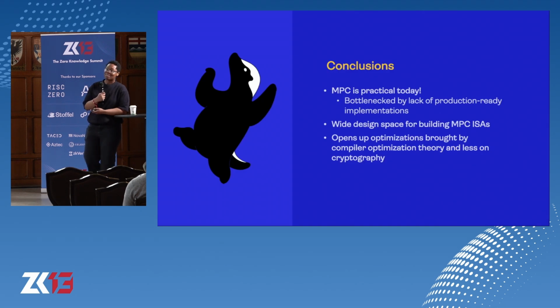So yeah, this is the end. Basically, some takeaways. We can make MPC practical today by designing ISAs that are production ready to take into account the way developers program today. There's also a really wide design space for how you want to go about designing ISAs. And the last one, which I just said, is you can use compiler optimization theory to make MPC much faster and rely less on just cryptography.